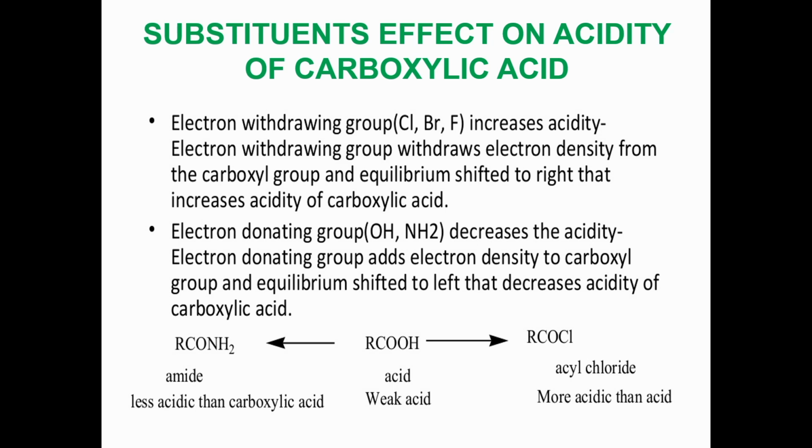Then when I add chlorine, it becomes acyl chloride. It becomes more acidic than the carboxylic acid. And when I'm adding amide, which is an electron donating group, it is going to weaken the carboxylic acid and make it weaker than normal carboxylic acid. So, explain the effect of substituents on aliphatic carboxylic acid.